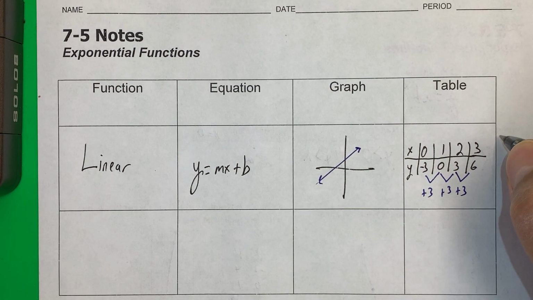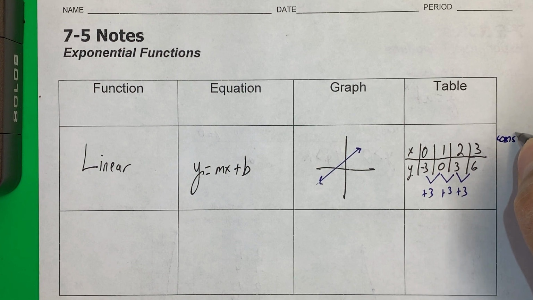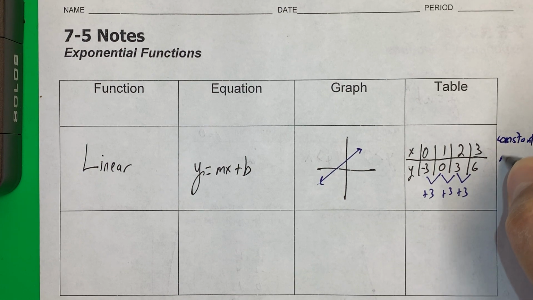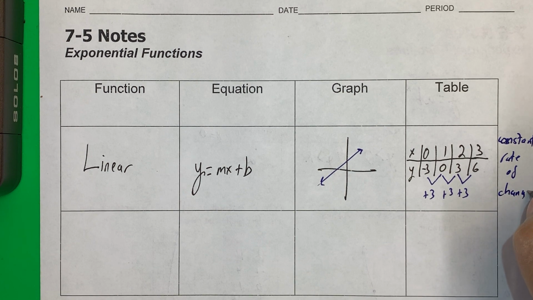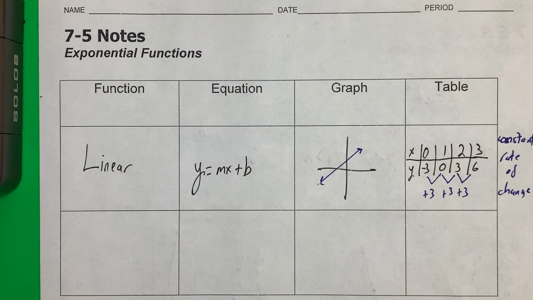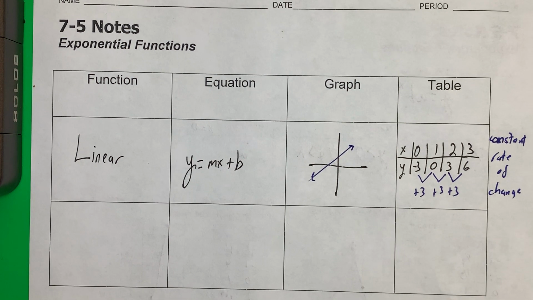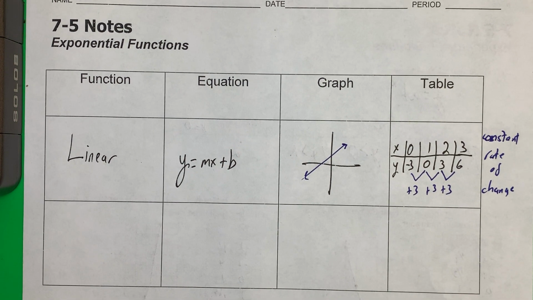And you might want to write that off to the side. It's a good vocabulary word to have, constant rate of change. And for those of you who are really paying attention, you'll remember that that's also our definition for a slope. Slope of a line is its constant rate of change. So if I look at the table and I see the y values and they keep increasing at the same rate for every single x increment, then I know I've got a linear function.